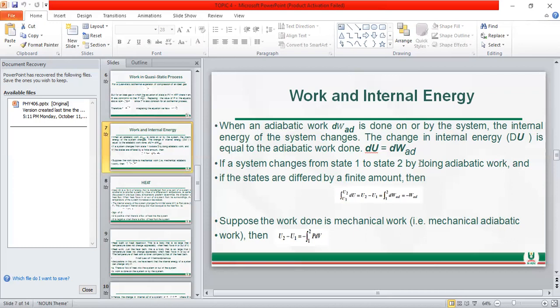Now, looking at the next point, suppose the work done is mechanical work. Then the change in internal energy will be the product of the pressure and the change in volume. Is that clear?